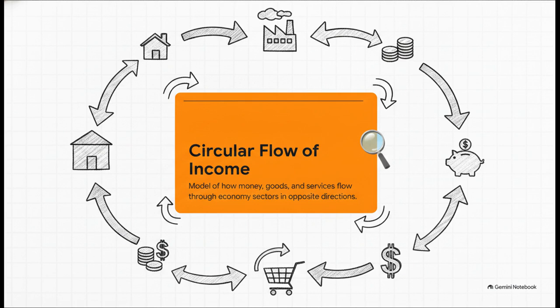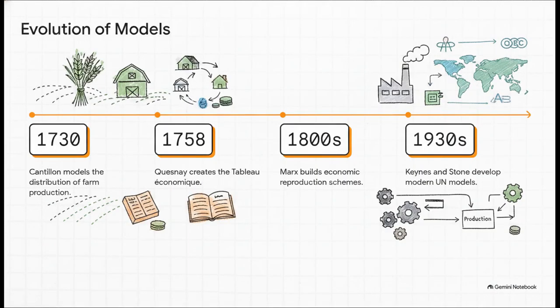Think about it. The economic wealth of nations is created entirely by keeping up this constant movement. Goods and services flow one way, and the money pays for them, flowing right back the other way. Mapping this whole flow definitely wasn't an overnight achievement. We actually start way back in 1730 with Richard Cantillon, who first tried to model the distribution of farm production. Then around 1758, François Quesnay created what he called the tableau économique to track agricultural surpluses.